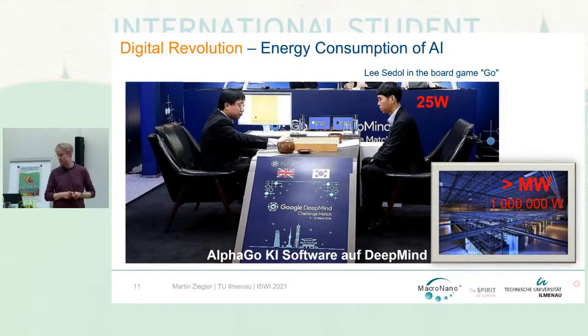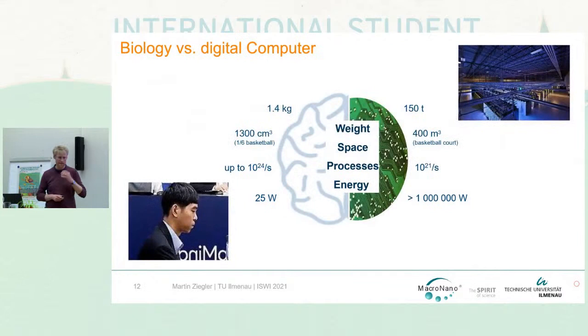And then it makes sense to just take a look at our brain and compare this with a supercomputer. And here I put just some basic facts. So first of all is the footprint or the weight. The supercomputer has something like 150 tons, 150 cars. Our brain has something like 1.4 kilograms. The next is the footprint, as I said, this is 400 meters cubed, if you like, something like a basketball court. And here our brain has 1,300 centimeters cubed, smaller than a basketball, actually. It's like a small ball.